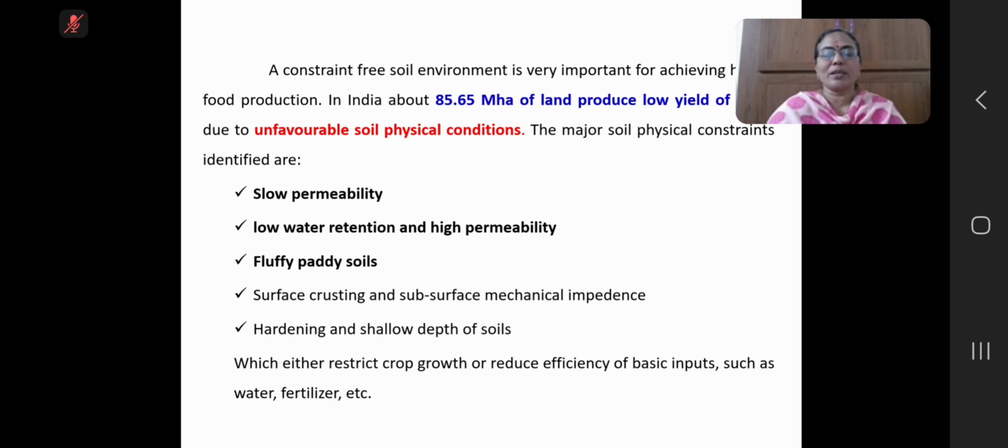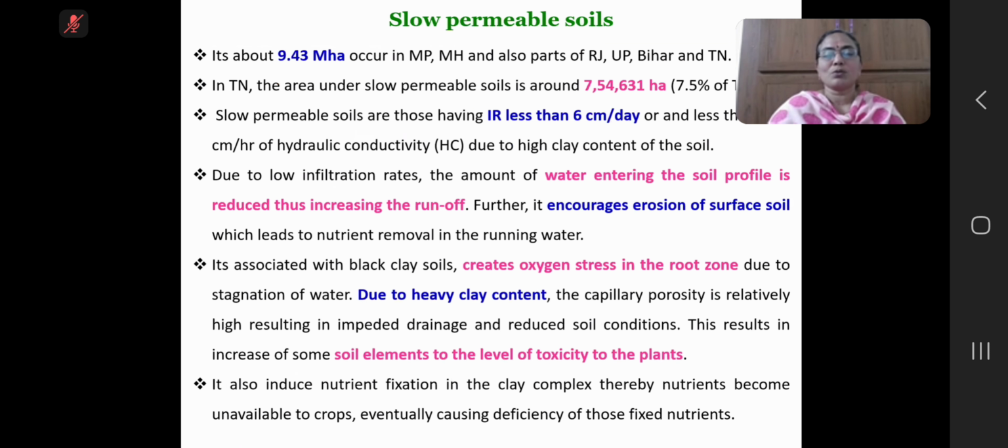But in India, about 85.665 million hectare of land is affected due to various soil physical constraints, which leads to reduction in crop yield. The important constraints identified are slow permeable soil, high permeable soil, fluffy paddy soil, surface crusting, subsurface hard pan, and shallow depth of soils. Because of these constraints, the crop growth will be affected as well as the efficiency of the applied inputs will be reduced. So first we will discuss about slow permeable soil.